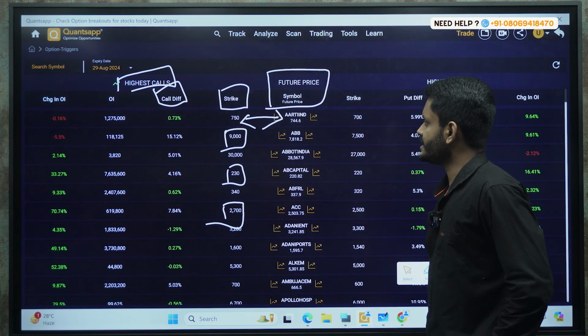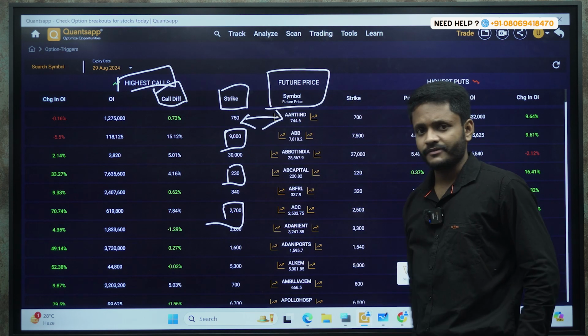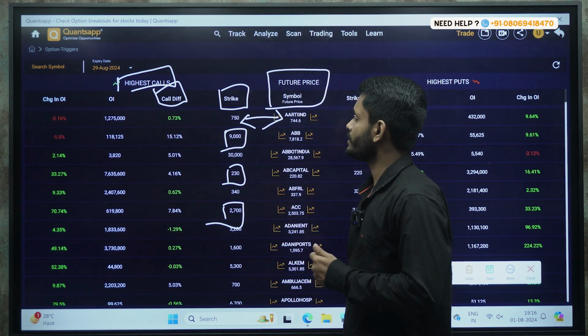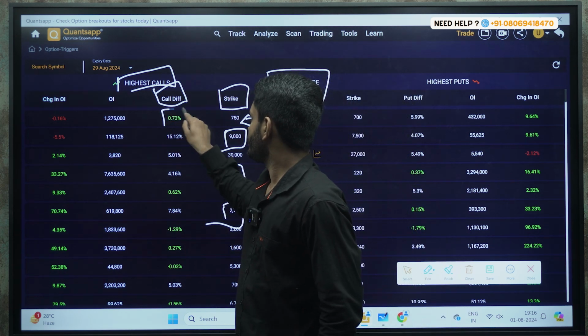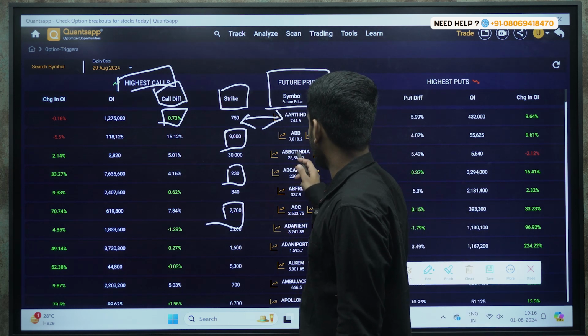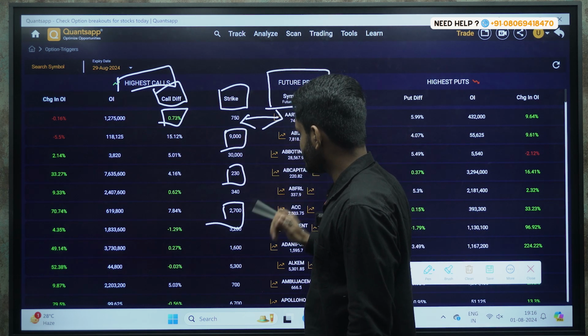Aarti Industries is trading at 744. The resistance is 750. So in percentage terms, how far is the stock from its resistance level? That is 0.73%. Okay, so ABB is 15% away from its resistance.